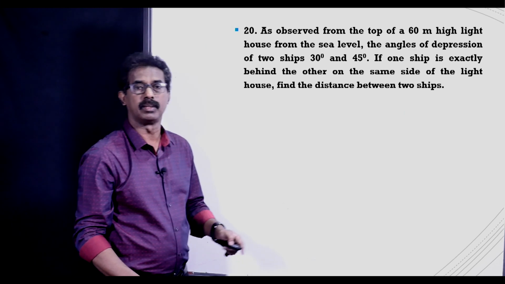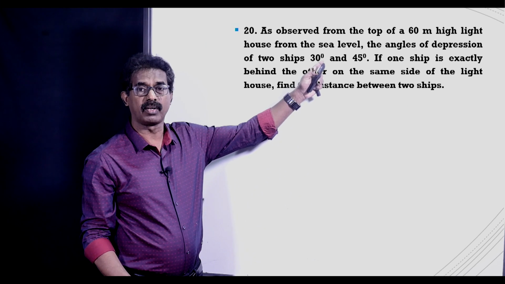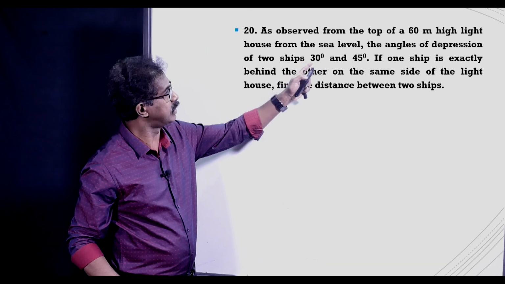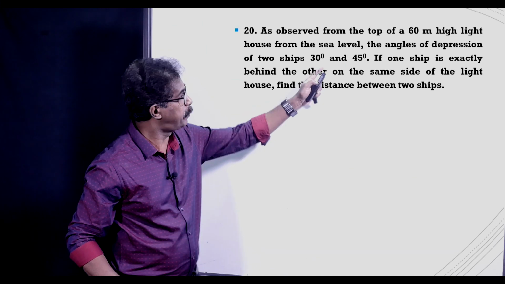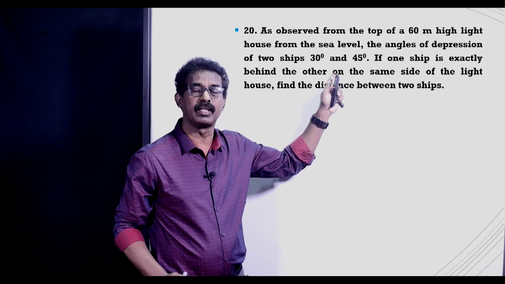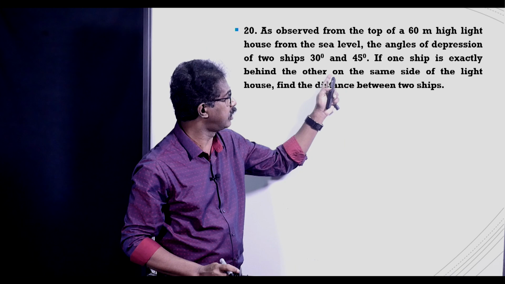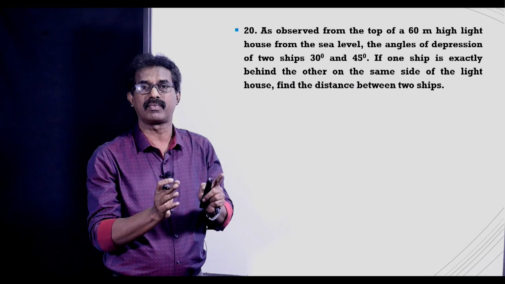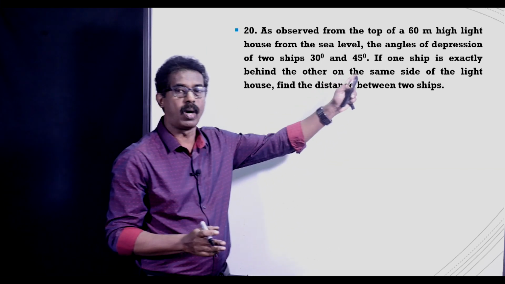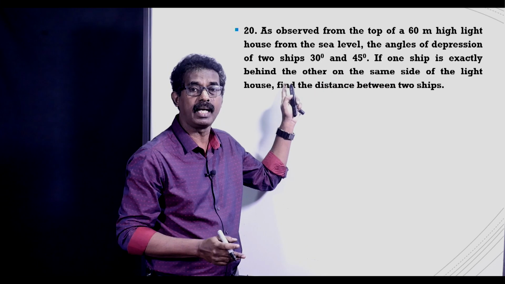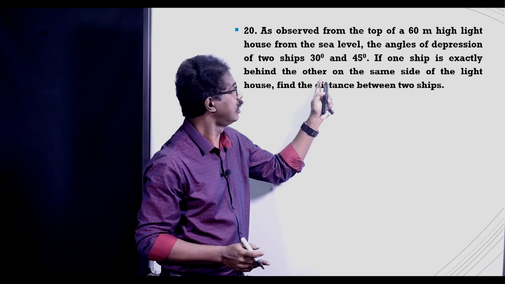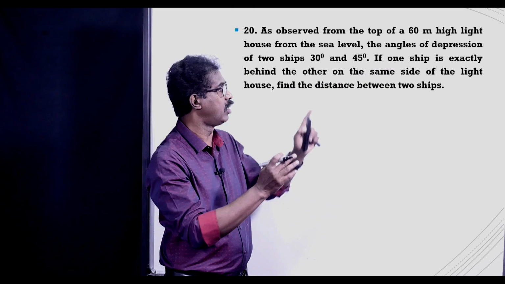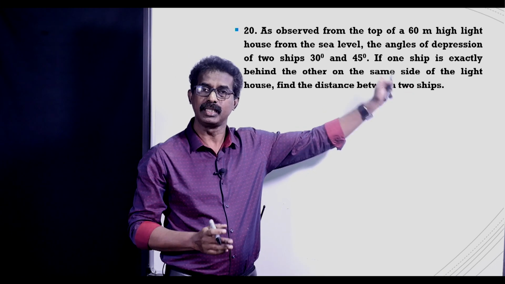Go through question number 20. As observed from the top of a 60-meter high lighthouse from the sea level, the angle of depression of two ships is given as 30 degree and 45 degree. But now you must know the position of the ships, right? So read further. If one ship is exactly behind the other on the same side of the lighthouse, find the distance between the two ships.